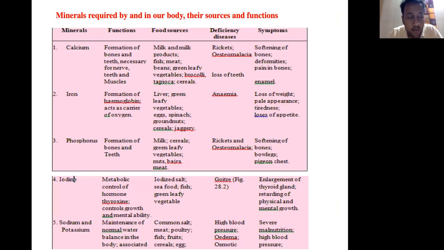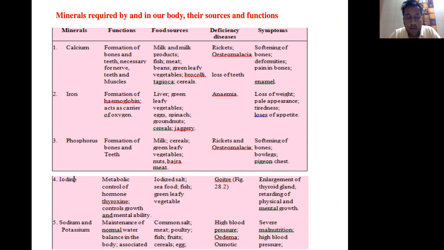Like the important one, calcium. We usually get it from milk and dairy products, fish, meat, green leafy vegetables, and it helps in the formation of bones, teeth, nerves and muscles. Its deficiency, we very commonly know, can lead to rickets in children and osteomalacia in adults.